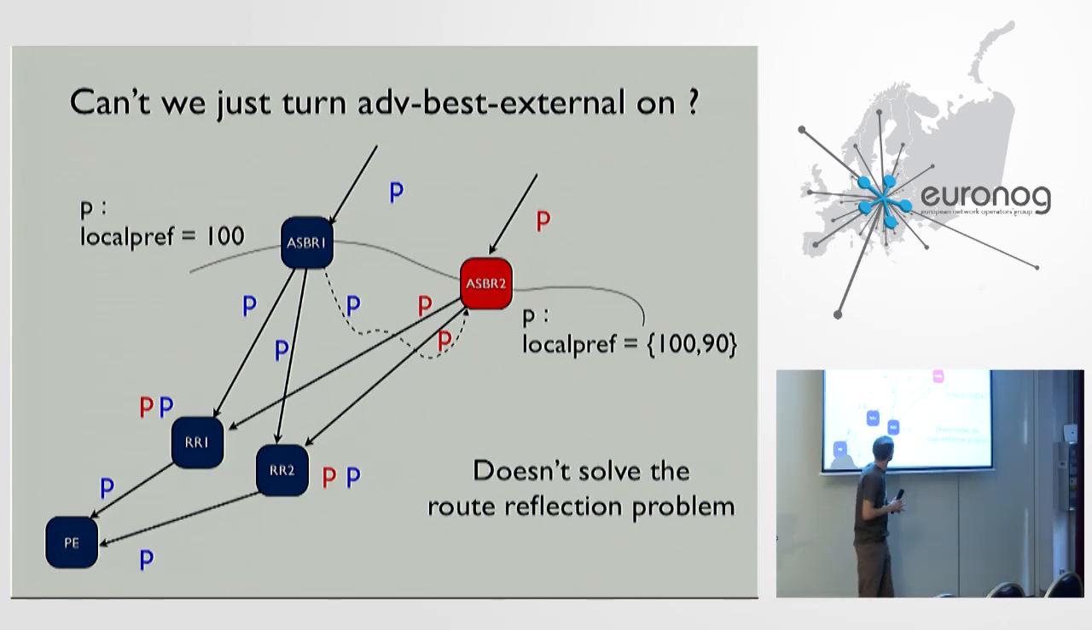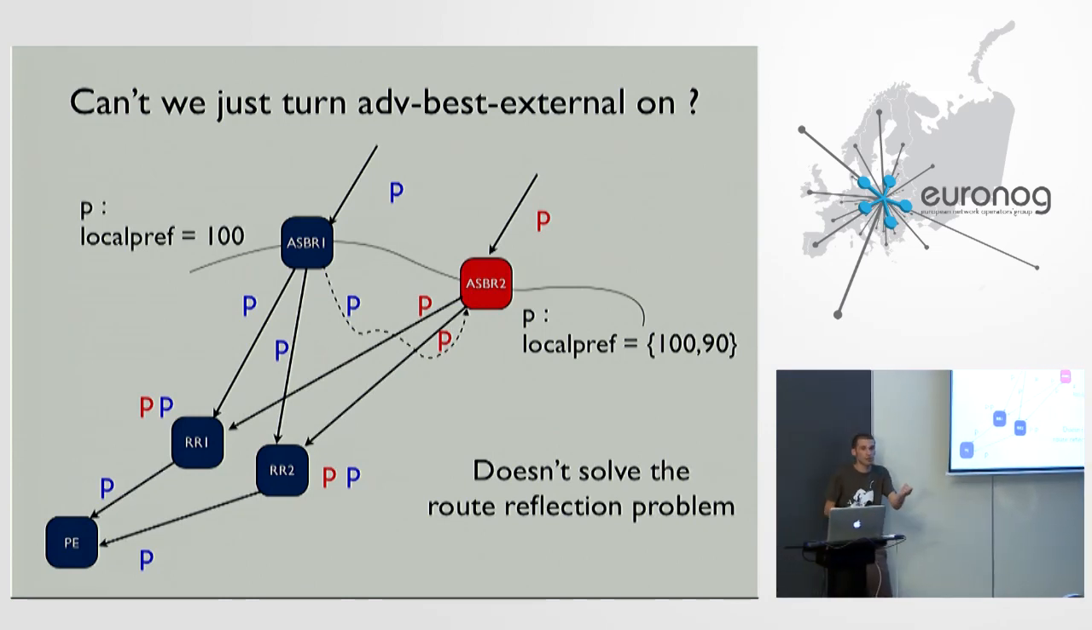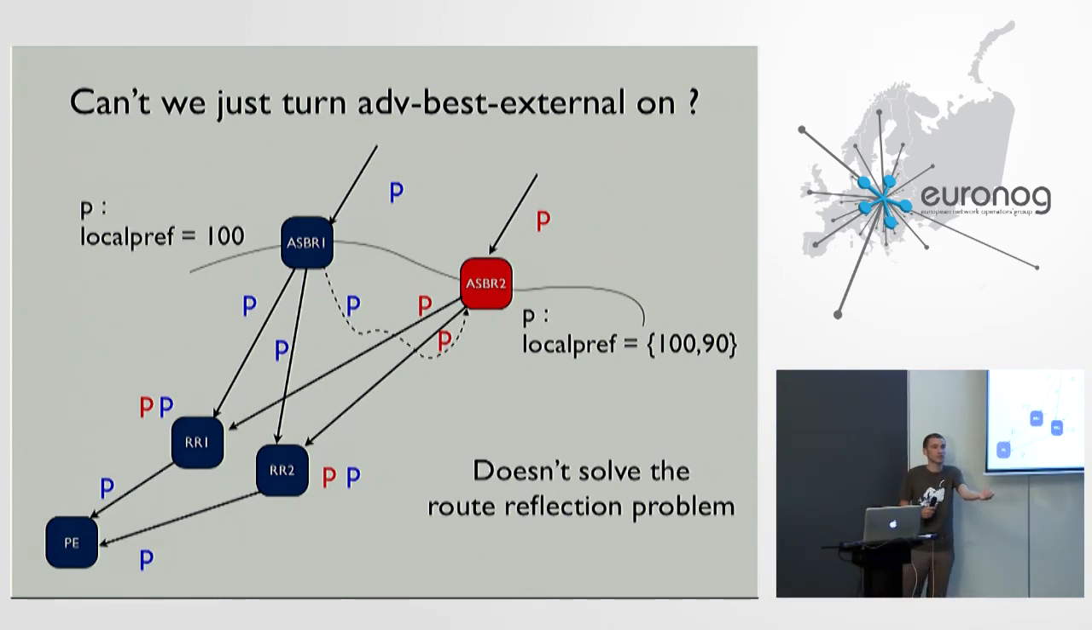The problem is that with route reflection, even if you enable advertise best external, if the route reflectors receive the two paths, they will still perform a decision, and they will end up advertising the same path towards the PE, right? So advertise best external works to push paths towards your route reflectors, but these route reflectors are still going to hide the path from the PE.